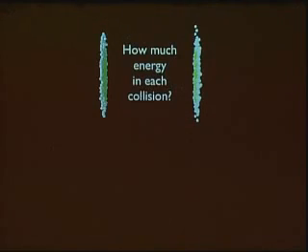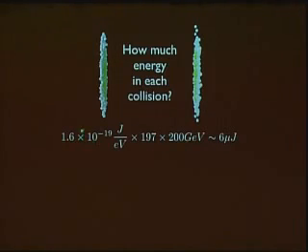Of course, it's always important to ask yourself how much energy is in each of these collisions. It looks like a lot of stuff is going on. You can actually calculate in terms of joules. You write down the number of nucleons, the nucleon-nucleon energy, and then a conversion factor. You get a head-on RHIC collision has at most about 6 microjoules.